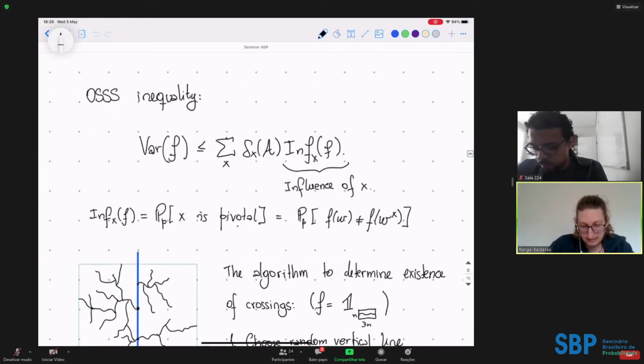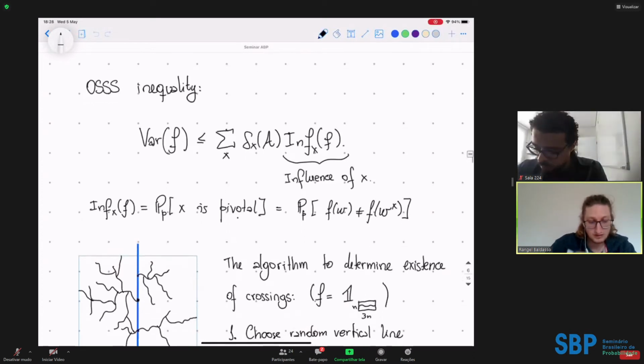And you can relate this revealment with the variance of your function. This is called the OSS inequality. It says that the variance of your Boolean function is bounded from above by this weighted sum of influences. The influence here is the probability of your entry x being pivotal, meaning that whenever you change the entry of x, the outcome of the function is changed. And the variance is bounded by this weighted sum here.